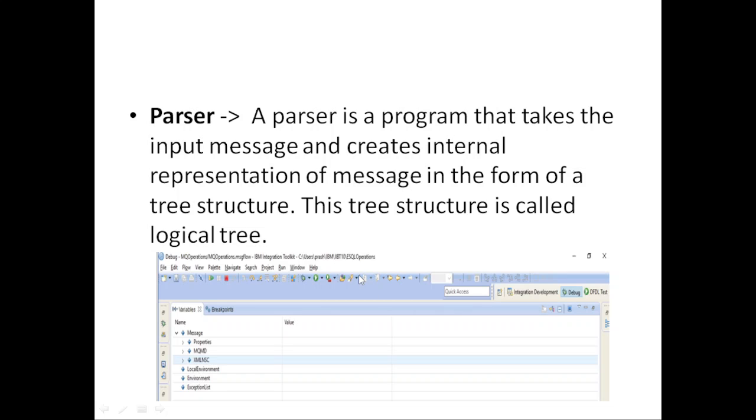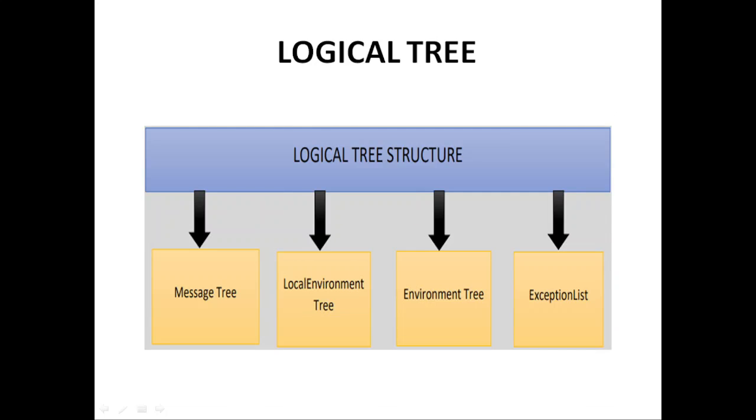Now, talking about the logical tree, we have divided it into four parts: message tree, local environment tree, environment tree, and exception tree. Any type of message you send to the MQ input node creates a tree known as a logical tree, and the logical tree has four parts: the message tree, local environment tree, environment tree, and the exception tree.